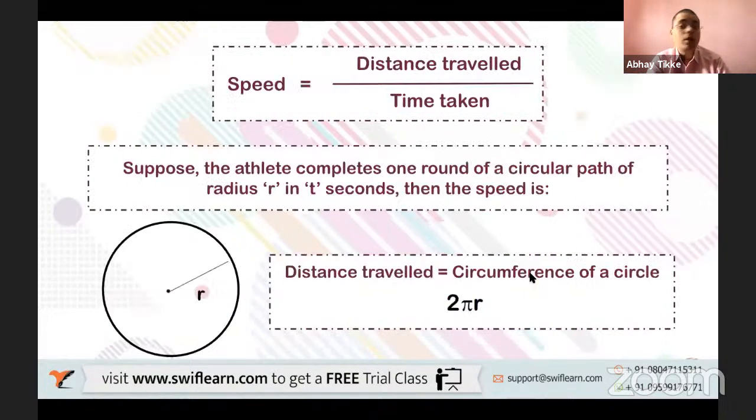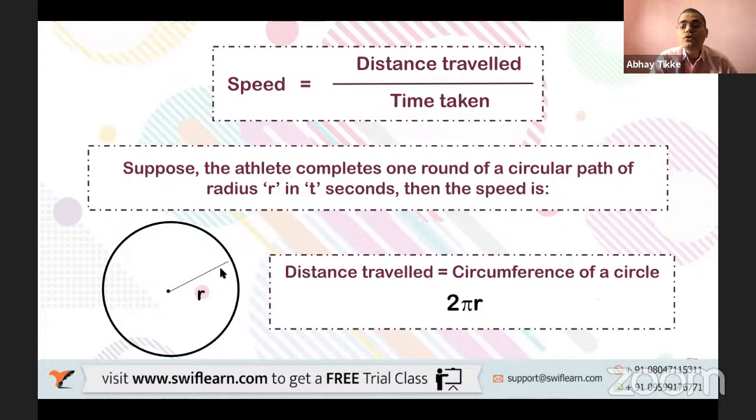Now, we need to calculate speed. What's the formula for speed? It's distance traveled by time, right? And velocity क्या होता है? Displacement upon time, isn't it? So speed is equal to distance traveled divided by time taken. So suppose an athlete completes one round of a circular path. One round उसने complete किया, athlete, of radius R. Circle का radius R होता है, right? In how much time? T seconds. Then the speed you have to calculate.